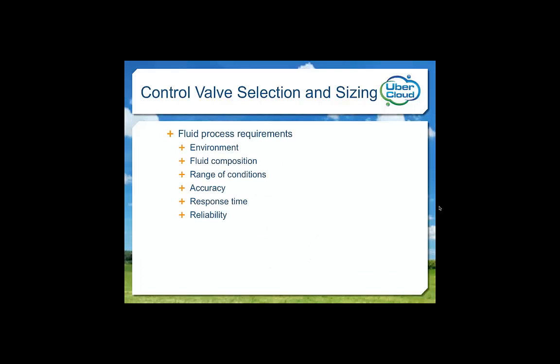Control valves applied in fluid process systems are selected with consideration of environment, fluid composition, range of conditions, accuracy, response time, and reliability. The control system engineer is given the requirements by the process engineer, and from that develops the control valve specification. The 3 sections of this spec include physical requirements for the valve, performance ratings, and flow characteristics. The ISA standard S20.50 includes a form that can be used to summarize the spec.